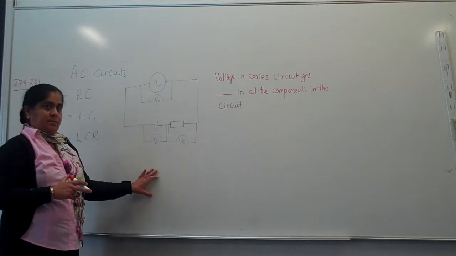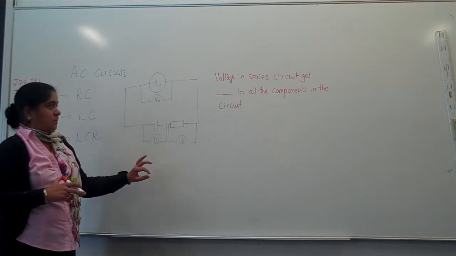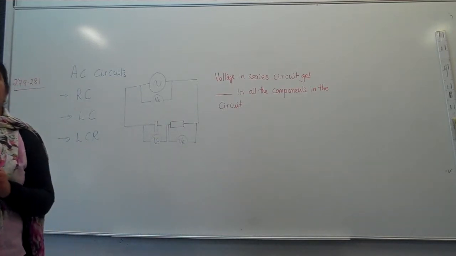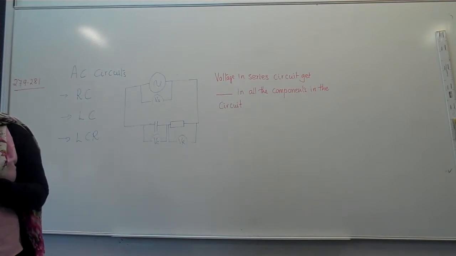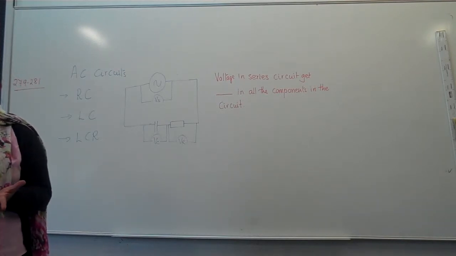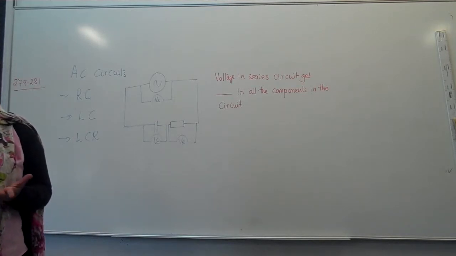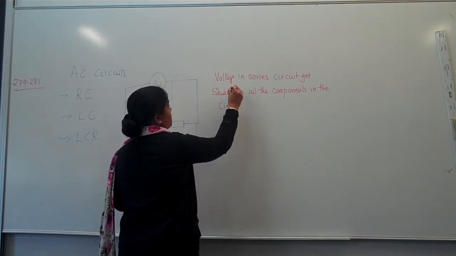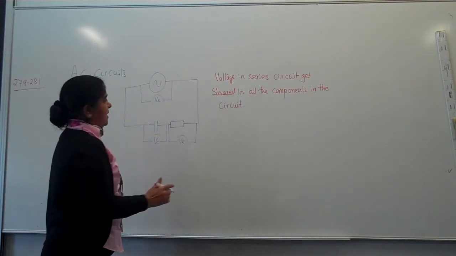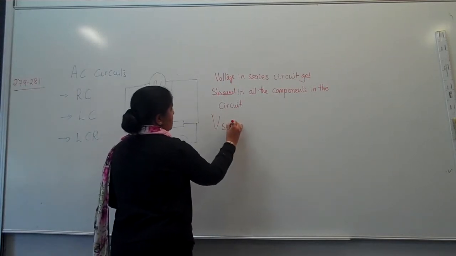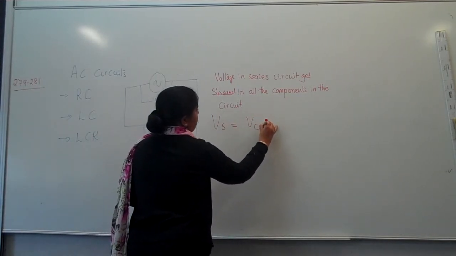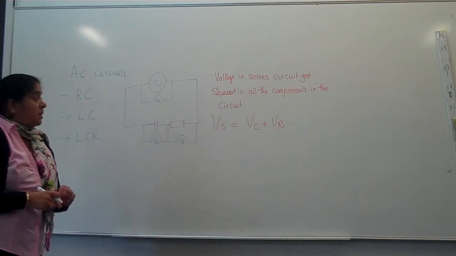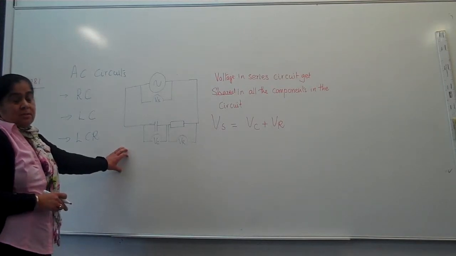The arrangement is like this. We know from our prior knowledge, in a series circuit, what happens to the voltage among the components? It gets used up. It gets used up in parallel as well. Shared. Equally it gets shared among all circuit components. Okay. So if that's the case, what we expect is Vs is VC plus VR. That's how it would be if it gets shared in an AC circuit.